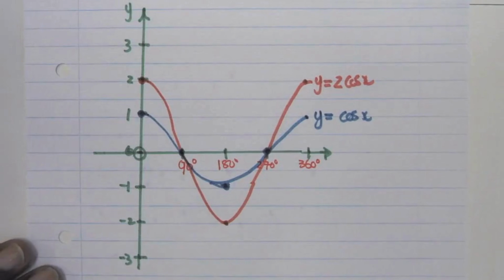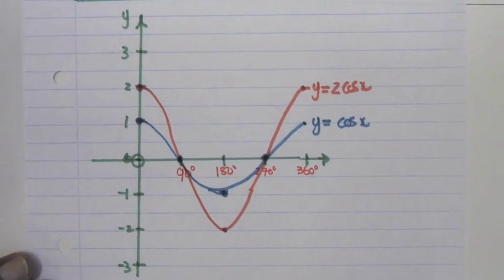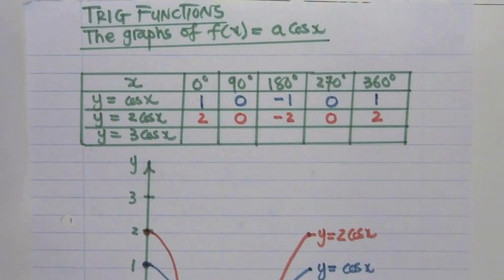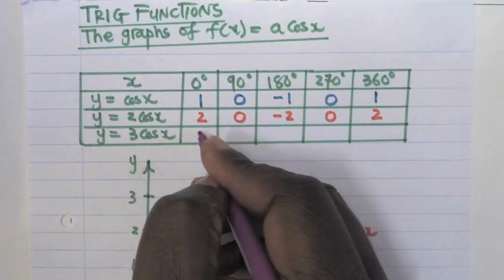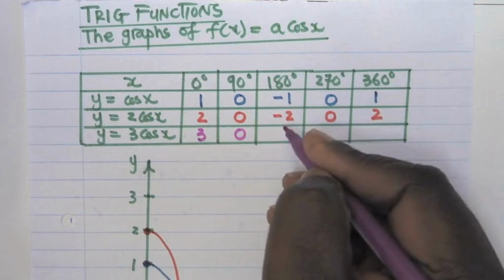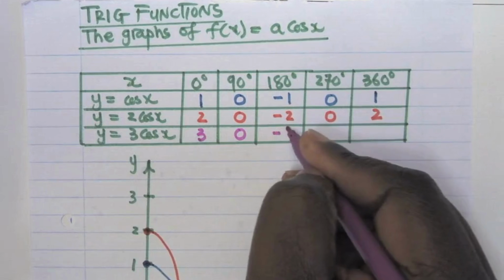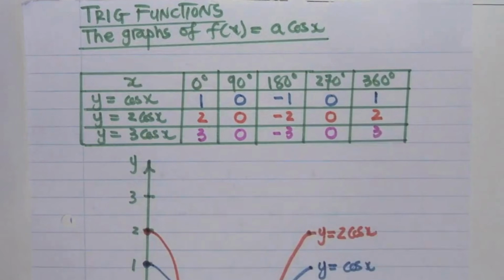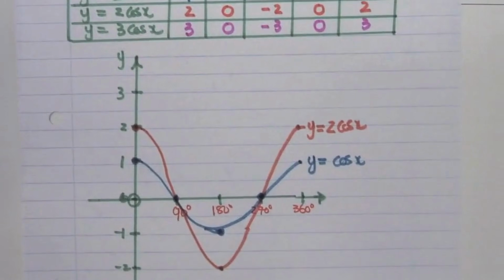Let's draw the last graph here. But before we do that, let's complete the table of values. We're going to get here 3, and here we're going to get 0, and here we're going to get -3, and here we get 0, and we're going to get a +3.